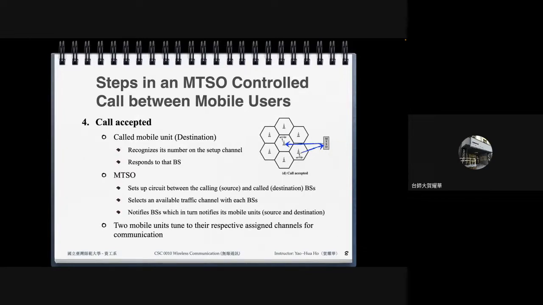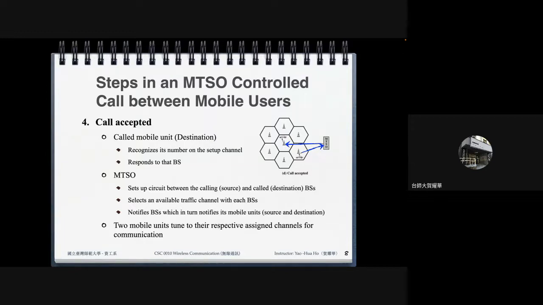So once a mobile unit recognizes the number on the setup channel by paging, so if somebody is paging that destination and it recognizes that number, it will respond to the base station. Then the base station will respond to the MTSO. Then the MTSO will set up what we call a circuit connection between the calling and called base station, the source and the destination base station. Then you select an available traffic channel with each base station and connect the mobile units.